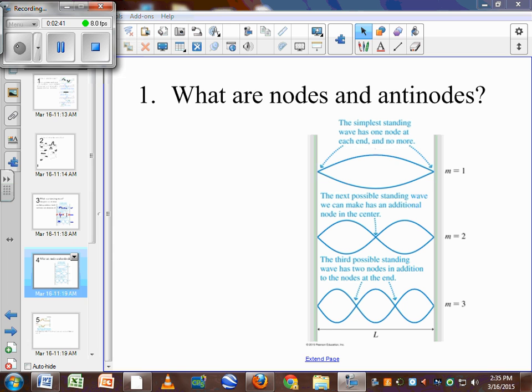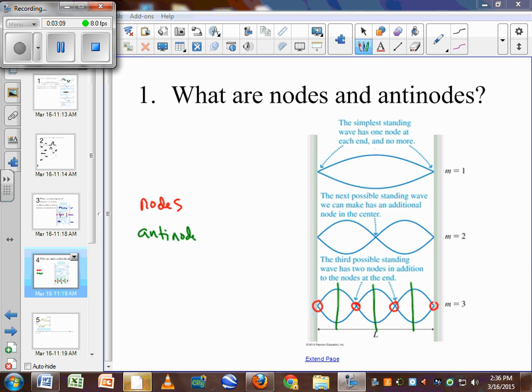And the question is, what are nodes and antinodes? So the nodes are where destructive interference occurs. This is a node, node, node, and node. Those are in red. So I have nodes in red. And then constructive interference occurs where the antinodes are. So constructive interference occurs right here and here, and that's where the antinodes are.